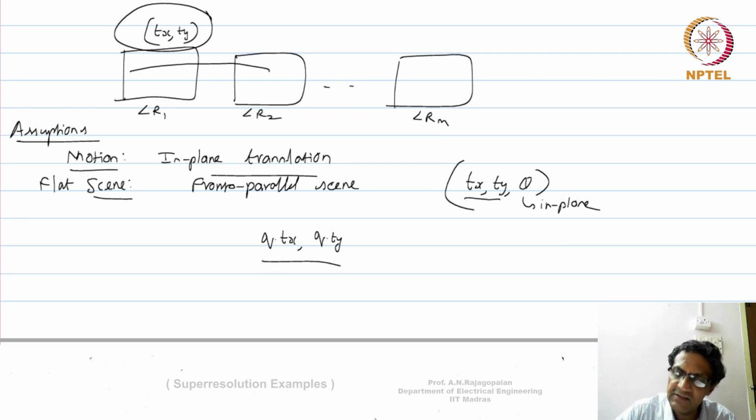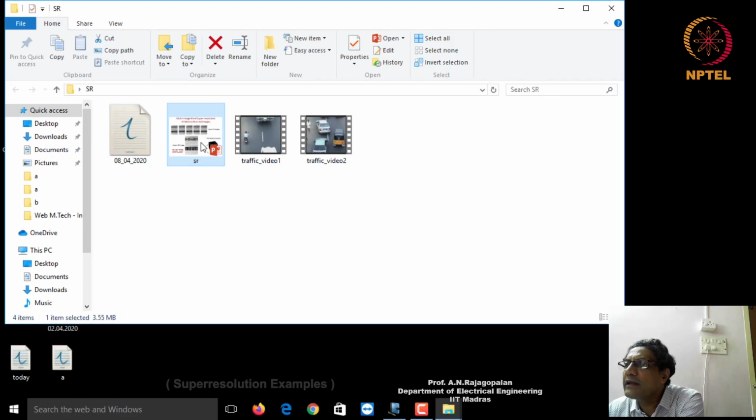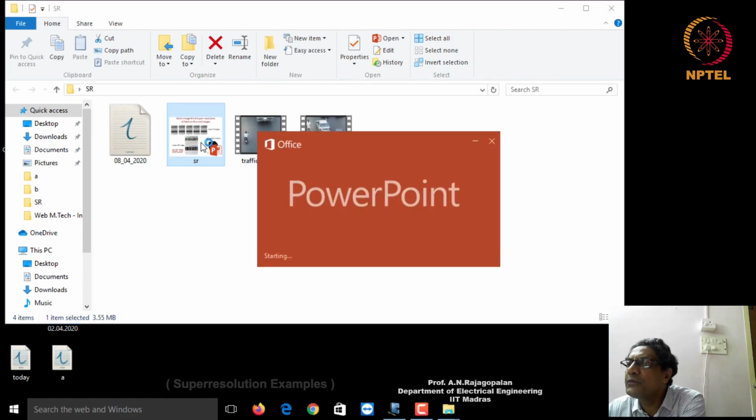And therefore, the recent trend is to do what's called joint motion and image estimation, and this is the way it is all done. It's a very nice problem, very elegant, and as you can see, it brings in all the prior, brings in all the observation model that you have, and tries to undo these effects. Okay, here is an example that I'm going to show you.